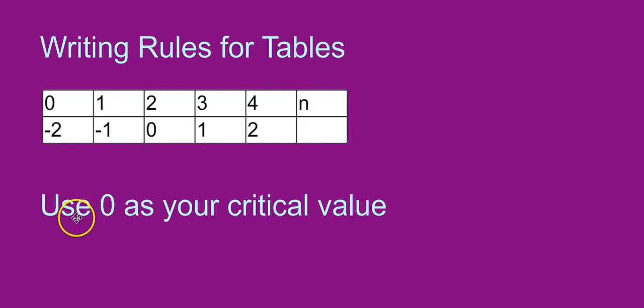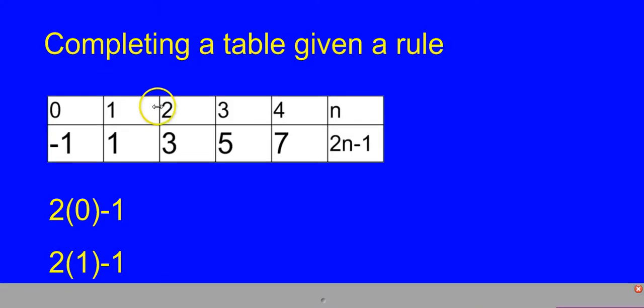And you see this hint I have here at the bottom. Use 0 as your critical value. The reason we use 0 can be shown if we look back at our previous question. I had times 2 minus 1. So 0 is critical because if there's a multiplication, anything times 0 is going to be 0. So I know it goes from 0 to -1. That means my rule must end in -1.